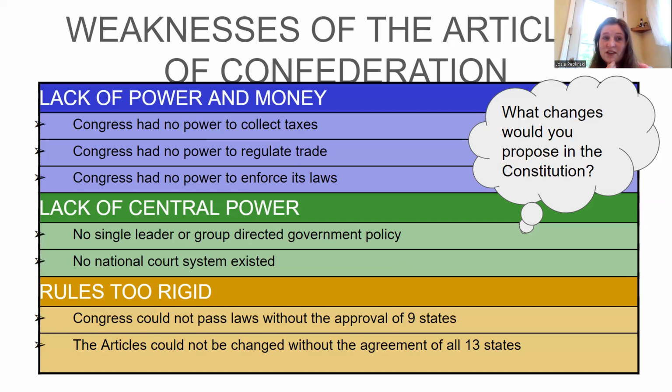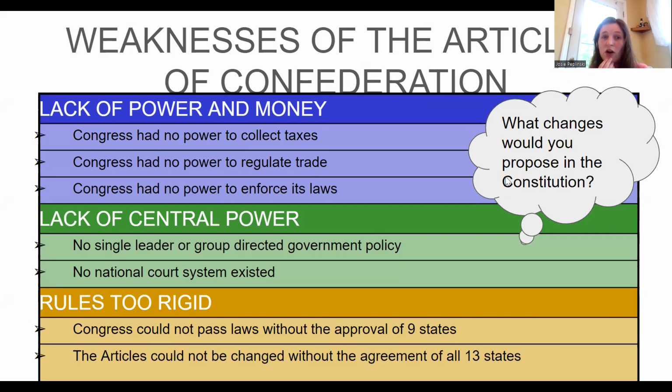Here we have some weaknesses of the Articles of Confederation, including lack of power and money, lack of central power, and too rigid of rules. Congress doesn't have power to collect taxes, regulate trade, or enforce its laws. There's no single leader. There's no president under the Articles. There's no national court system. There's no Supreme Court. And Congress needs approval of 9 of the 13 states to pass any laws. The Articles in general could not be changed without agreement of all 13 states. So if they want to make an amendment, it has to be passed by all 13 states.